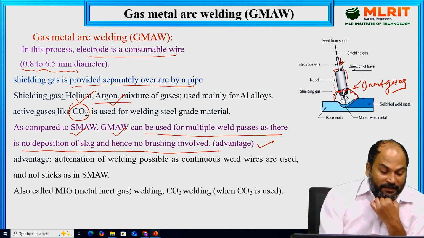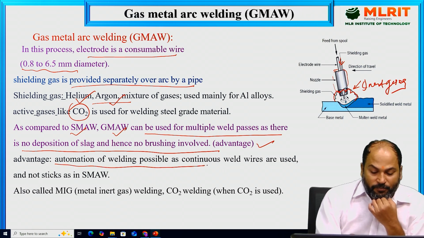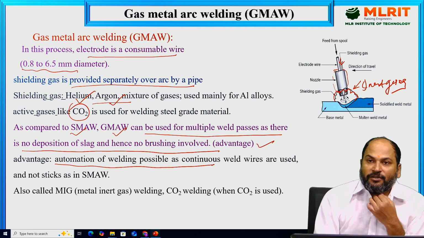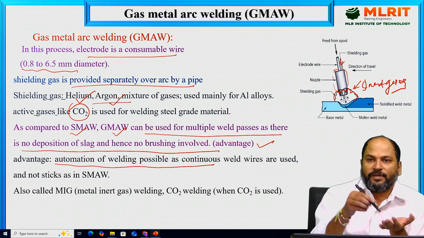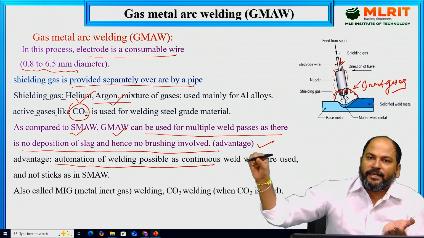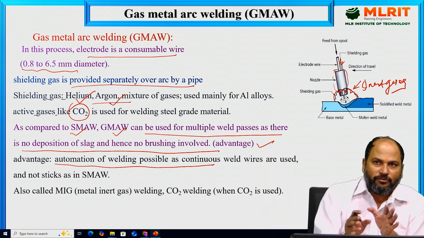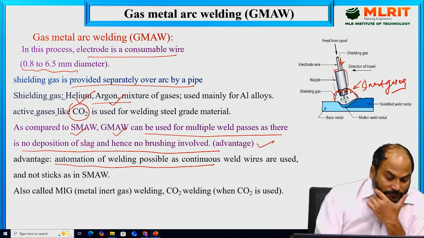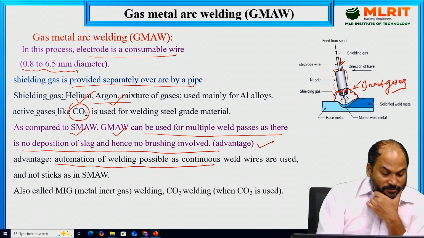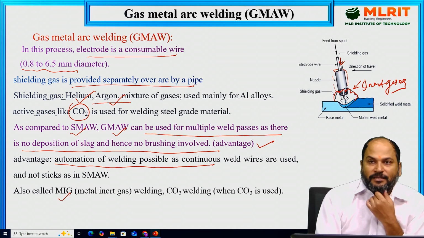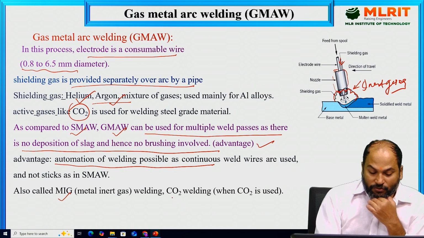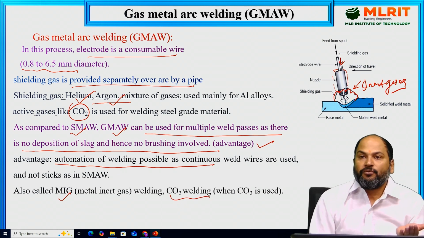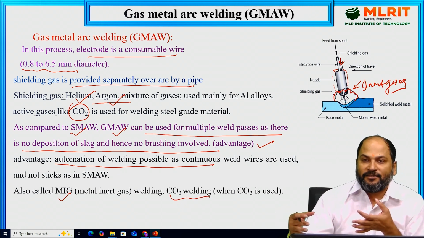Another thing is that automation of the welding is possible for continuous welds. Yes, it can be automated. Many trolleys are there where you can place the torch and it can do the welding automatically, so you don't need to do it manually. This is also called MIG welding, meaning metal inert gas welding, and CO2 welding also, when CO2 is used as the gas in this process.